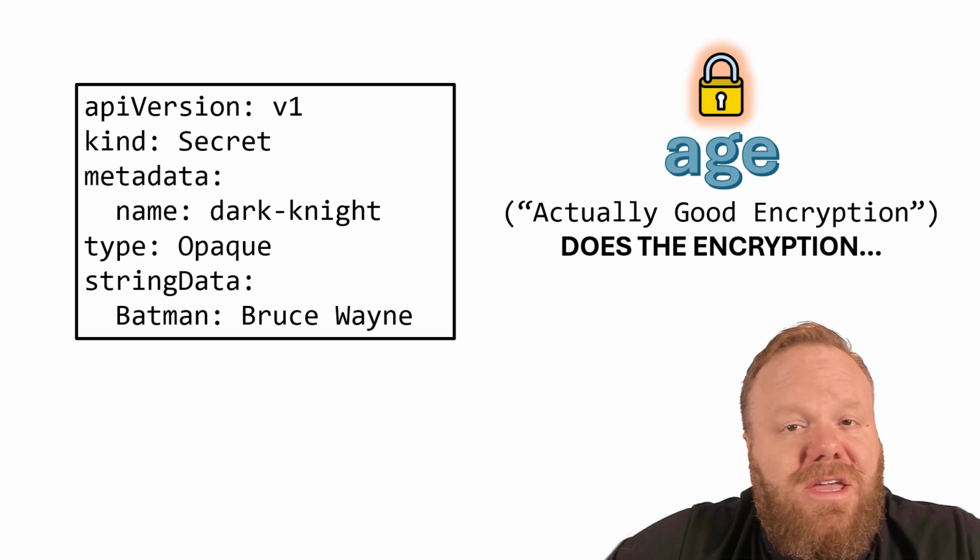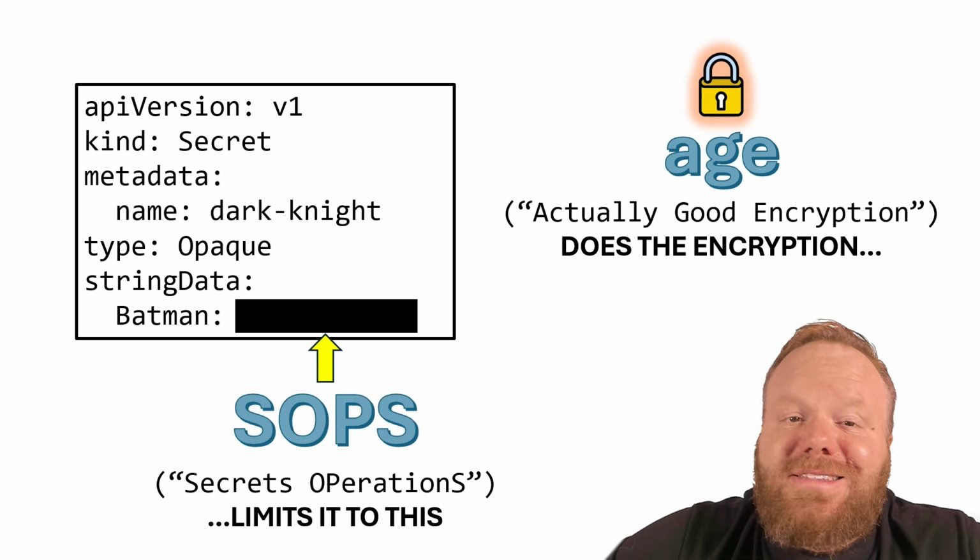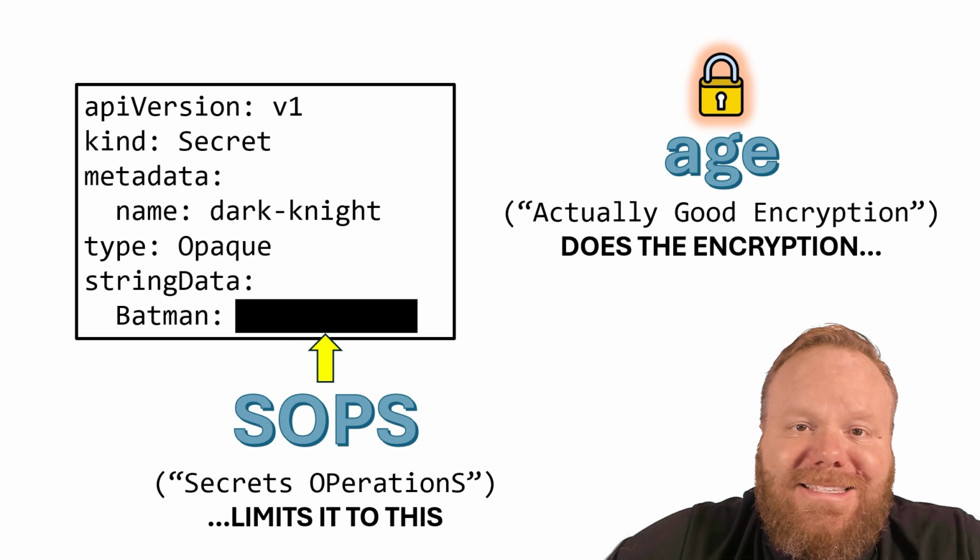So that's the pattern. Git keeps your secrets safe, Kubernetes gets what it needs, and your secrets aren't posted on the front page of the internet. Age is what handles the lock, and SOPS decides what gets locked.